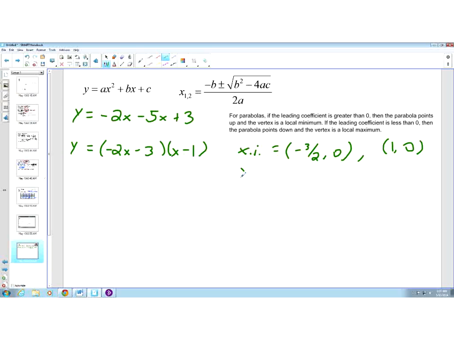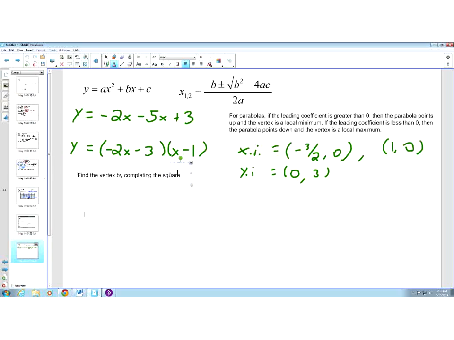All right, and then the y-intercept is just found by setting x equal to 0. And so when x is equal to 0, the output would be 3. So now let's calculate the vertex. So the way we calculate the vertex is we find the vertex by completing the square. All right, so let's do that. Now, I'll give you the procedure.